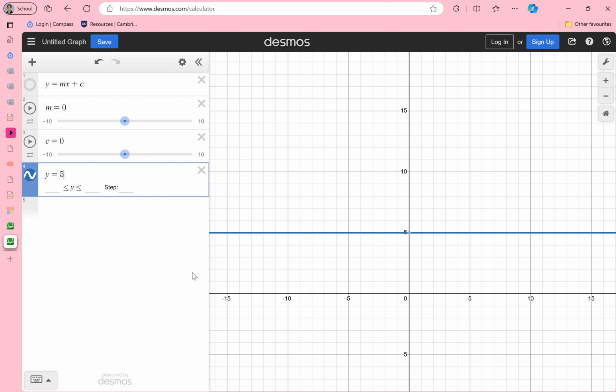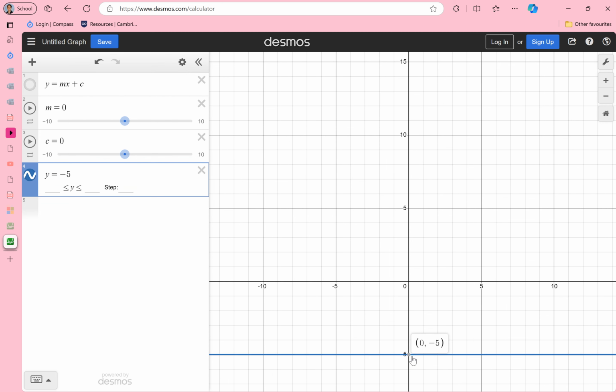I mean, I could have written 0x for a gradient of 0 and then plus 5 to get a y-intercept at 5, okay? But I didn't need to type 0x because we already know 0 times x is going to be 0. So you might as well just write 5. See what I mean? Doesn't change the equation. So if I wanted a horizontal line at 10, I just type y equals 10. There you go. That's my horizontal line. If I want a horizontal line at -5, I just type y equals -5, and that gives me this.